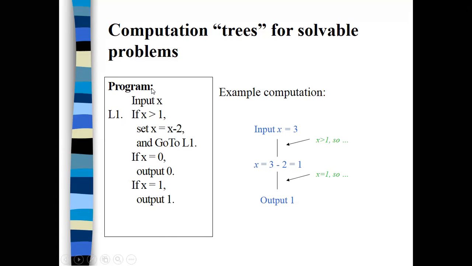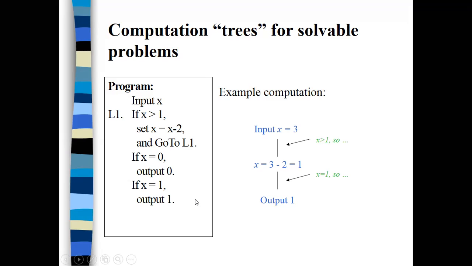Like in general computing, we have an input, then we have a program and output. Similarly, here we have a program that we are going to run. So how will it run? Input x is equal to 3. x is greater than 1, so we apply the formula: 3 minus 2 is equal to 1, x is equal to 1, so the output is 1.